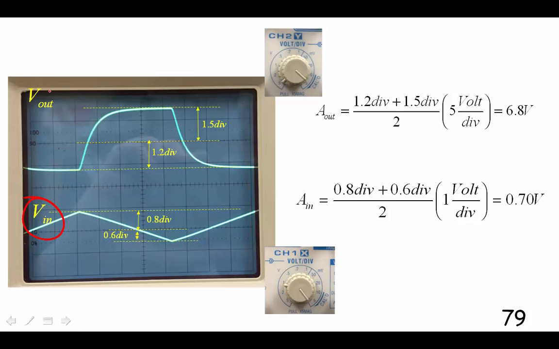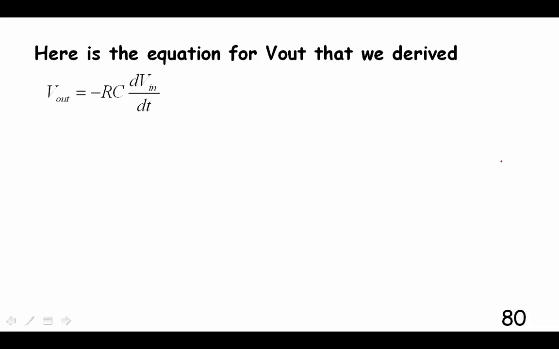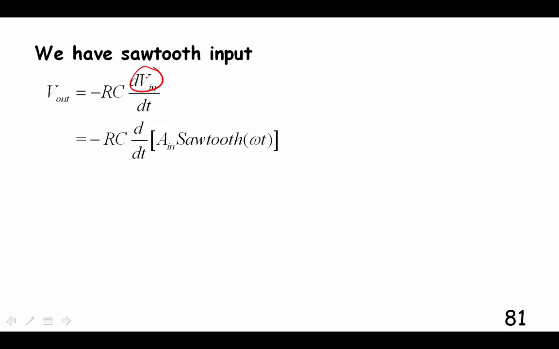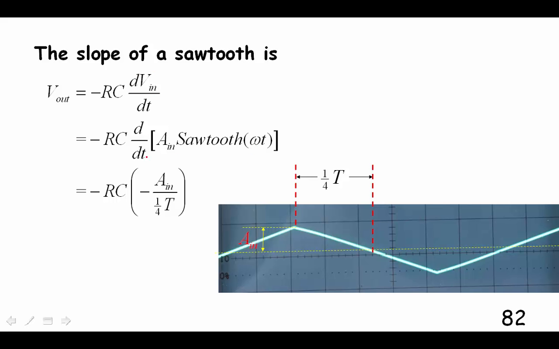Okay, I measured the input and output voltages when we had an input of a sawtooth. We're going to test those two voltages against the theoretical equation. What is the theoretical equation? We haven't worked it out yet. Here's what the differentiator gives us. The input voltage is some amplitude times a sawtooth wave. What is the derivative of a sawtooth? It's very easy to figure out because it's just the slope of that sawtooth wave.